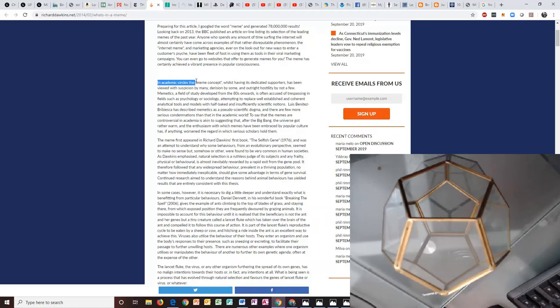And so, as it states, in academic circles, the meme concept, whilst having its dedicated supporters, has been viewed with suspicion by many, derision by some, and outright hostility by not a few. Memetics, a field of study developed from the 80s onwards, is often accused of trespassing in fields such as psychology, sociology, and attempting to replace well-established and coherent analytical tools and models with half-baked and insufficiently scientific notions. So they go on to say this is a pseudoscientific dogma and so on.